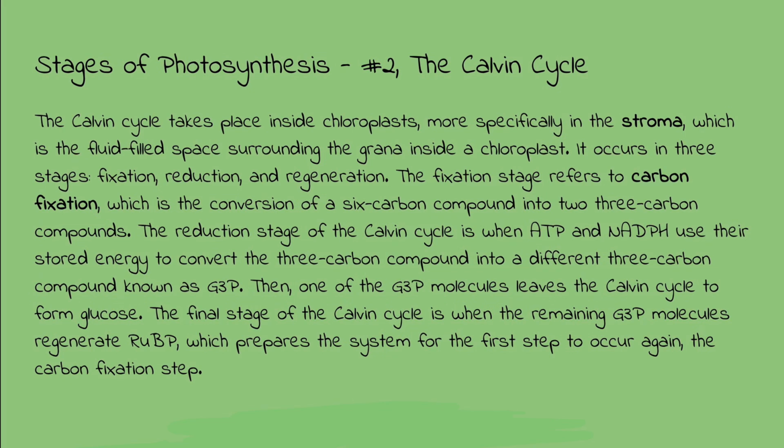The reduction stage of the Calvin cycle is when ATP and NADPH use their stored energy to convert the 3-carbon compound into a different 3-carbon compound, known as G3P. Then, one of the G3P molecules leaves the Calvin cycle to form glucose. The final stage of the Calvin cycle is when the remaining G3P molecules regenerate RuBP, which prepares the system for the first step to occur again, the carbon fixation step.